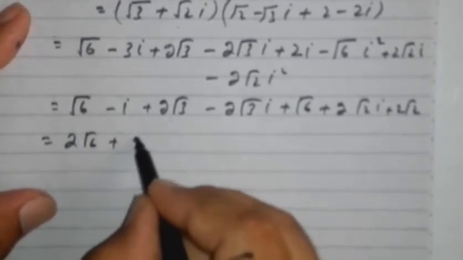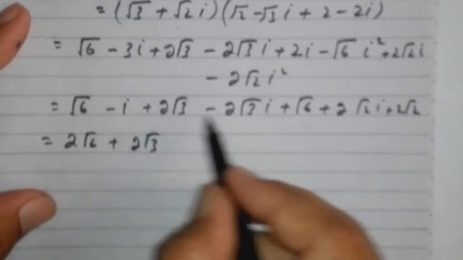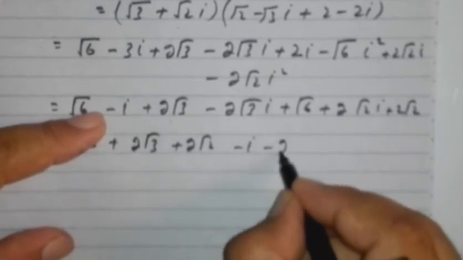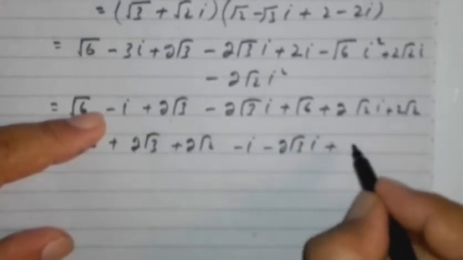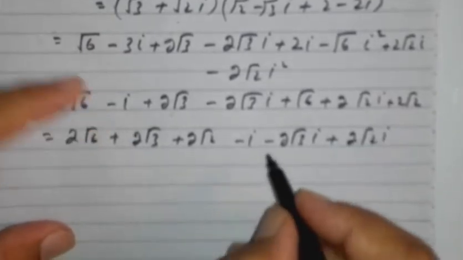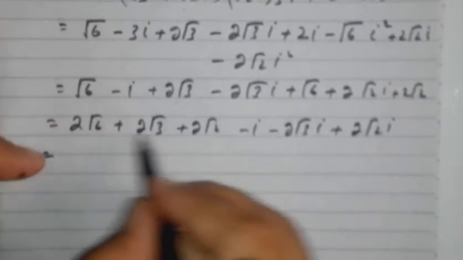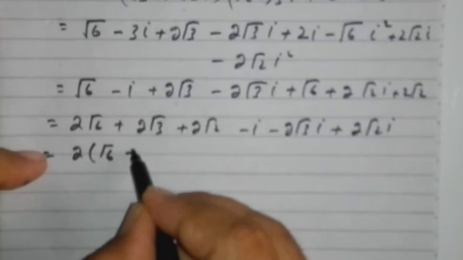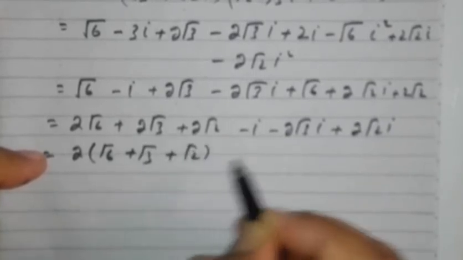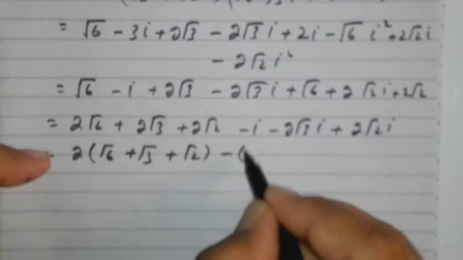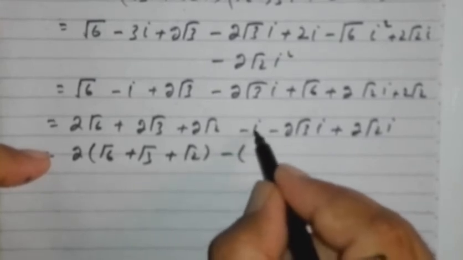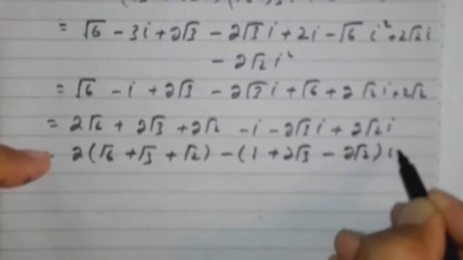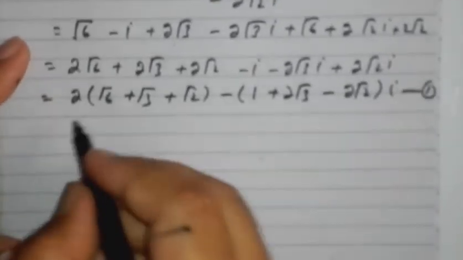Similarly write 2 under root 3, and this 2 under root 2. Now minus iota, minus 2 under root 3 iota, and plus 2 under root 2 iota. We can further take 2 common from these 3. So here we get under root 6 plus under root 3 plus under root 2, and take minus common and iota also. So here we get 1 plus 2 under root 3 minus 2 under root 2 iota. This is equation 1.